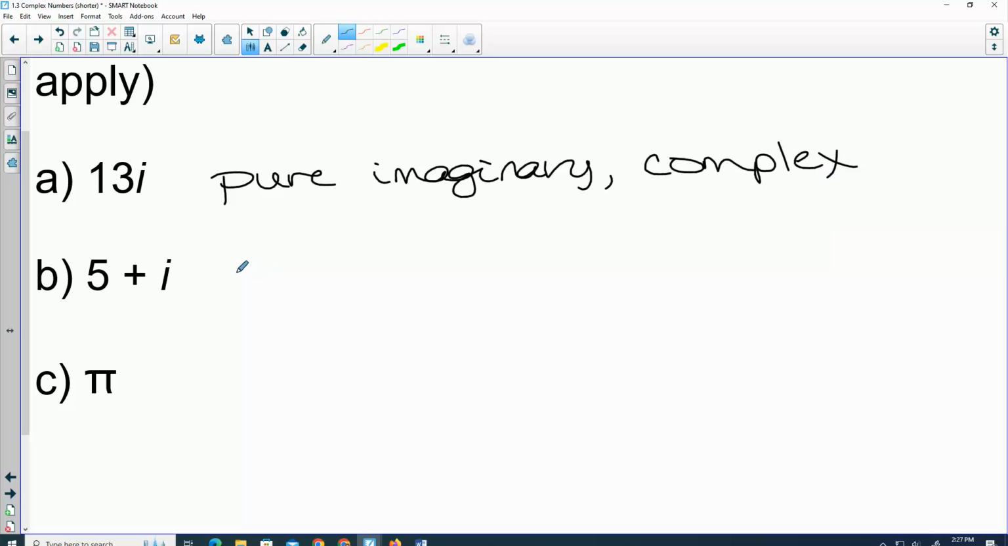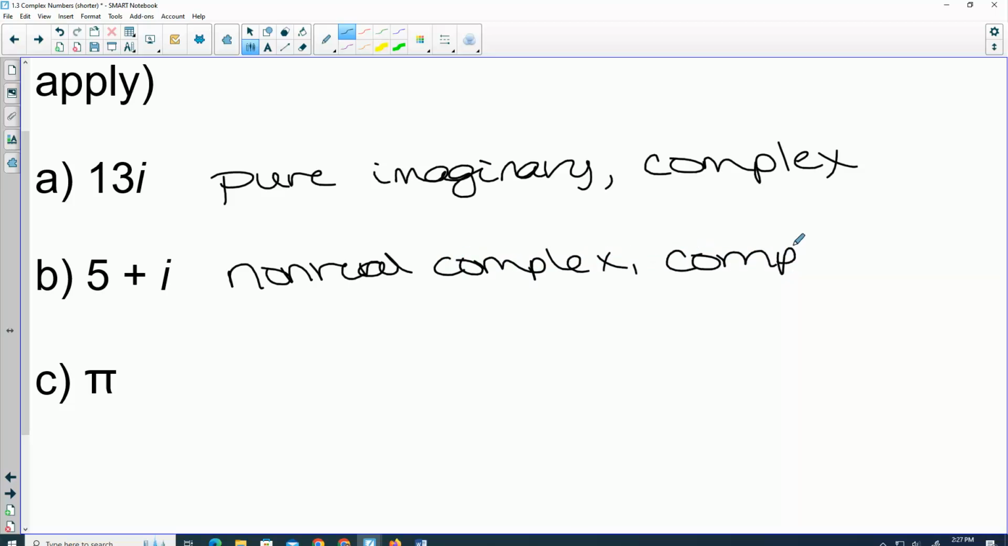5 plus i, what would that be? Non-real complex. And it's still a complex number. What about pi? Does it have an i with it? No, so it has to be a real number. And it is complex.